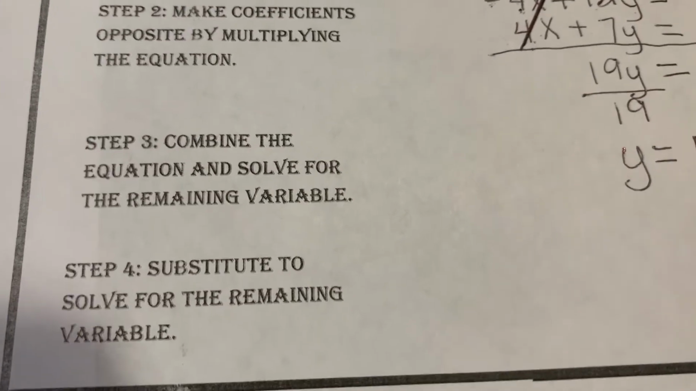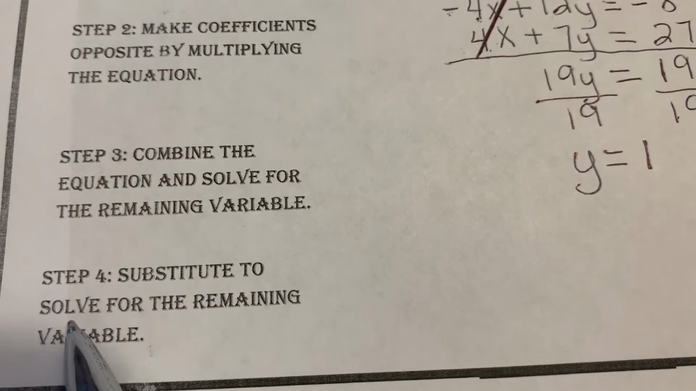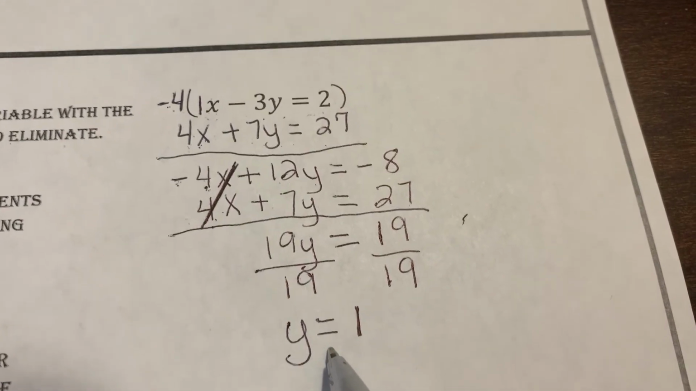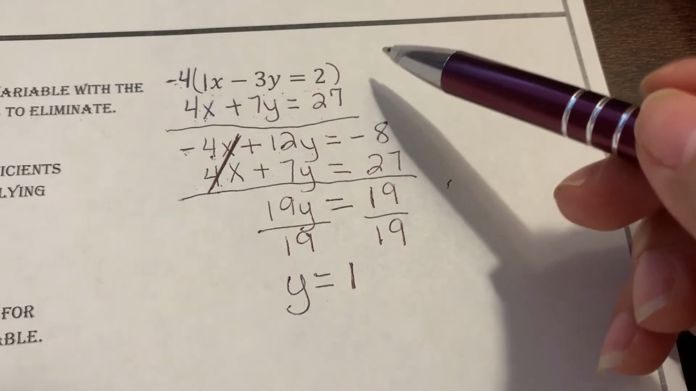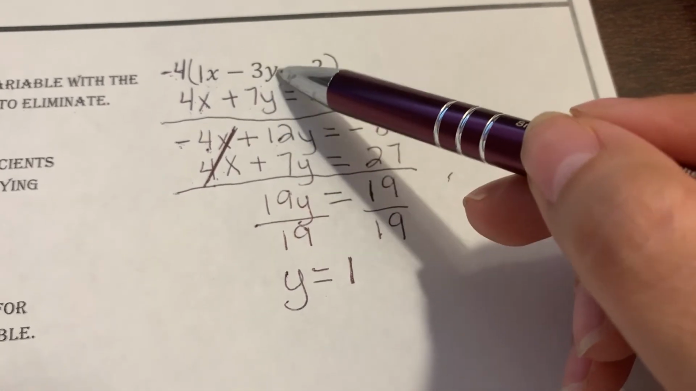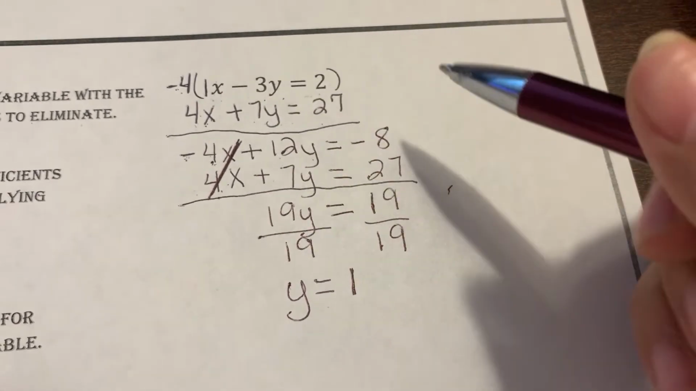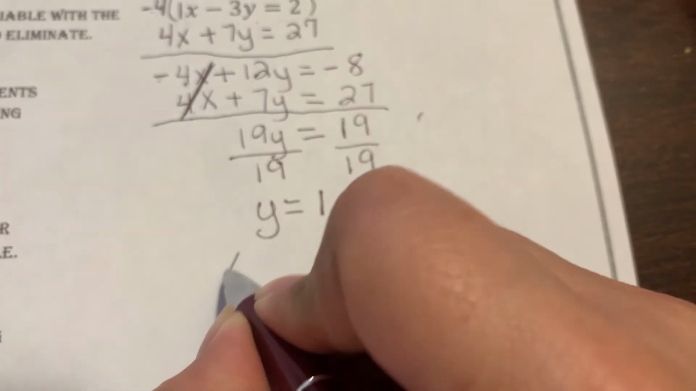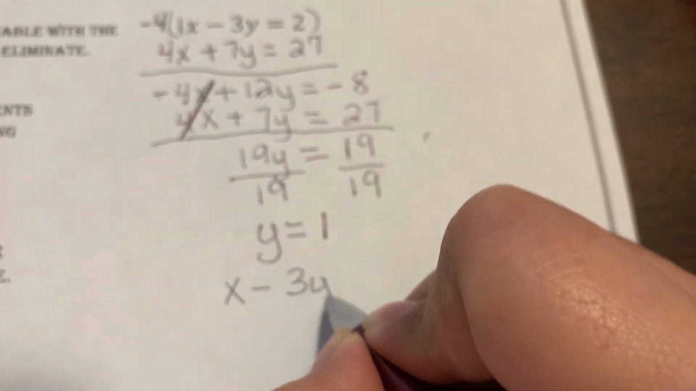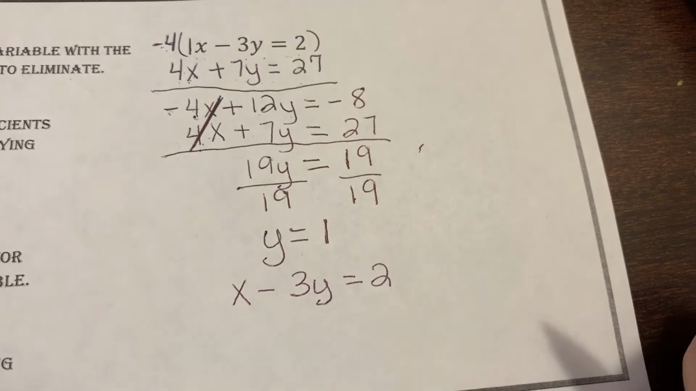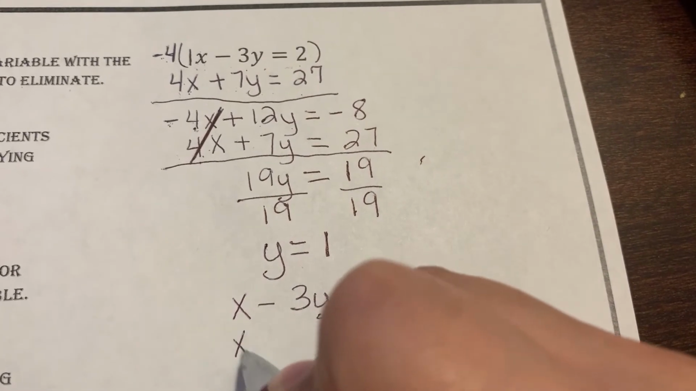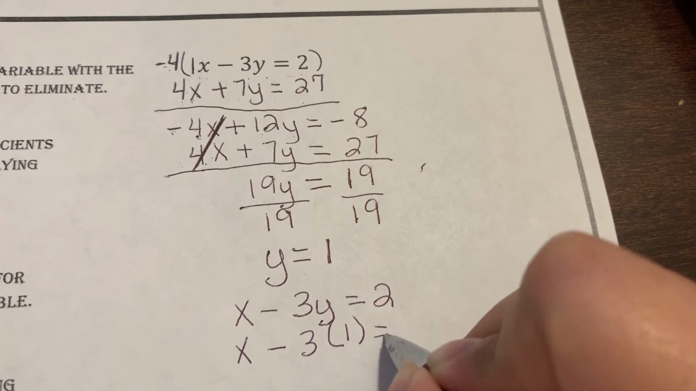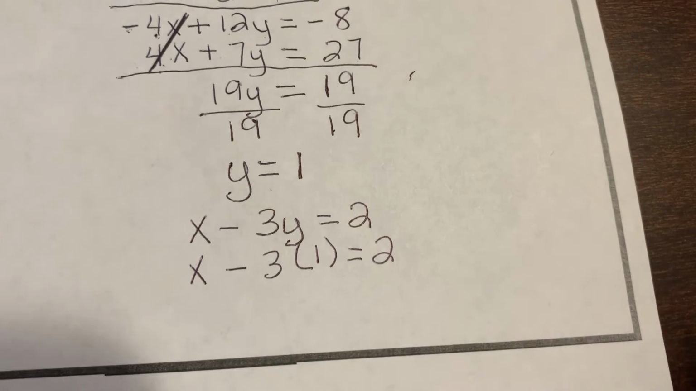Okay, so step 4 now is to substitute to solve for the remaining variable. Now that we found the y value, I'm going to substitute into one of these original equations to get the x value. So I'm just going to use the first equation, which was x minus 3y equals 2. This time I'm going to substitute the y value because that's the first value that I found. And then I'm going to solve.